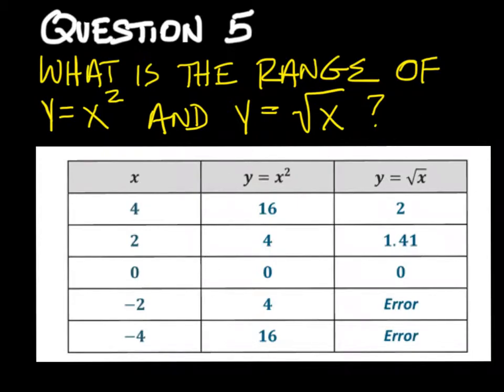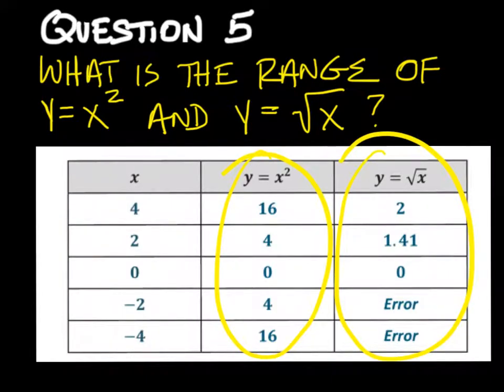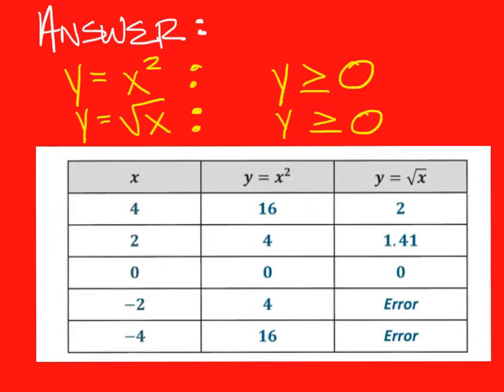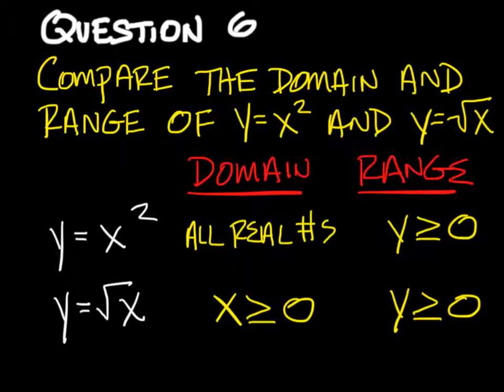Look at the y values. Positive, yes. Could they be 0? Yes. So the range for y equals x squared is y is greater than or equal to 0, and for y equals the square root of x, it is y greater than or equal to 0.